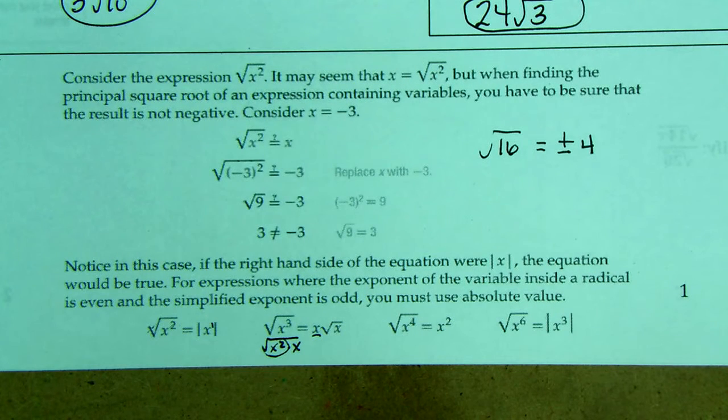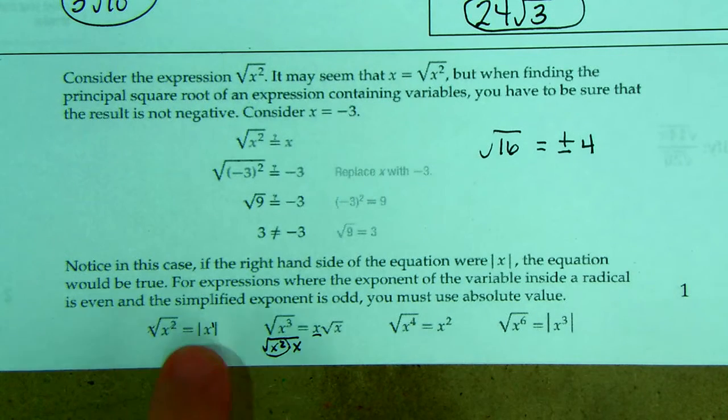You must use the absolute value when the original exponent is even and the simplified exponent ends up being odd. All right? Even and it ends up being odd, you have to use the absolute value. And just follow along. You'll get it.